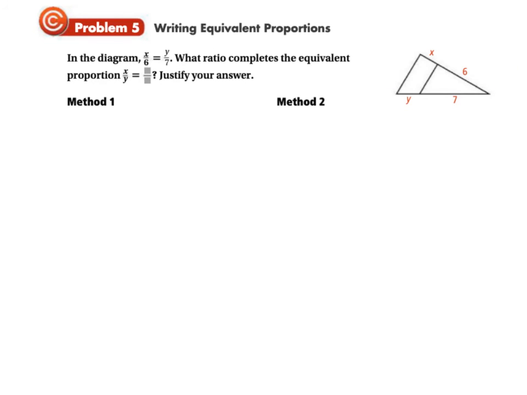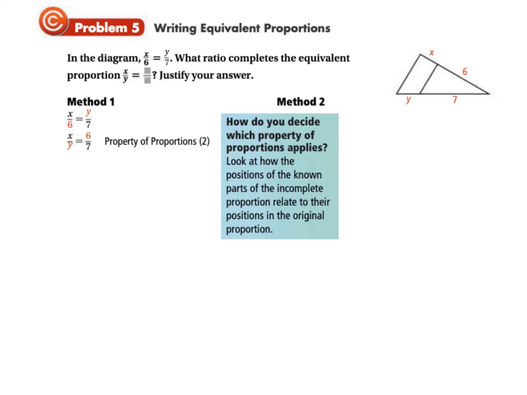Okay, now in the diagram, they've got this written out here. We know that x is to 6 as y is to 7, or x over 6 equals y over 7. They are proportional. What ratio completes this? x over y would be what? How do you do it? Well, the first thing you can do is apply property 2, where we just switch y and 6, like that.